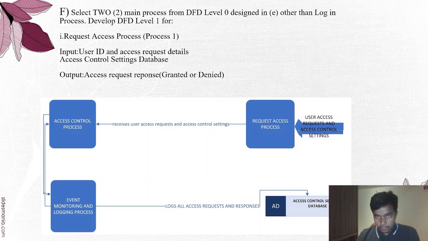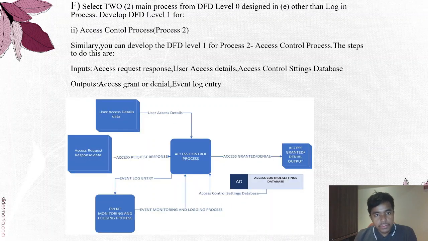In the DFD level 1 here, the request access process has two inputs: user ID and access request details, and the access control settings database. The process then interacts with the access control process to determine whether access should be granted or denied. The output of the process is the access request response and an event log entry. The access request response is sent back to the user, while the event log entry is sent to the event monitoring and logging process.